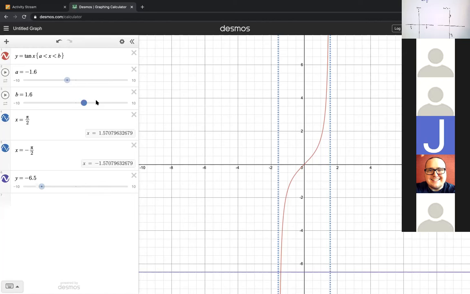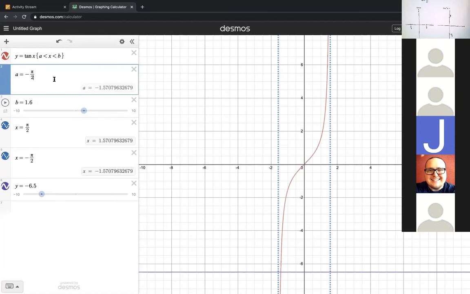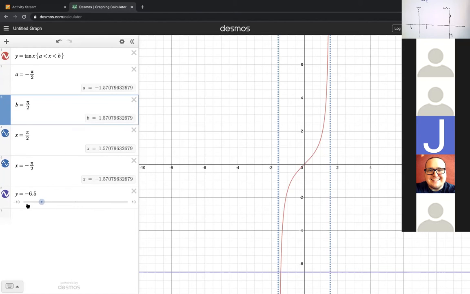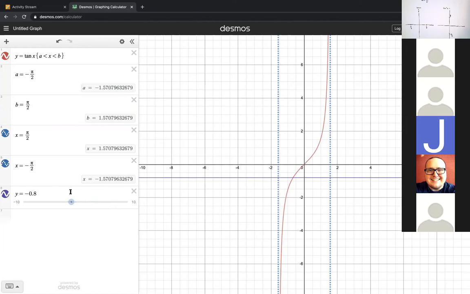So probably at this point, you can tell what my limits should be for A and B. They should actually match up with my blue vertical lines, my vertical asymptotes. So I need to get this in between minus pi over 2 and positive pi over 2. And now, no matter where I move my horizontal line, we're only going to cross the graph of tangent a single time. Okay, so that tells us the domain of tangent that we need to restrict to.